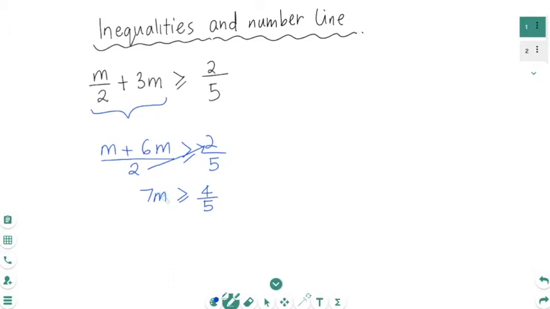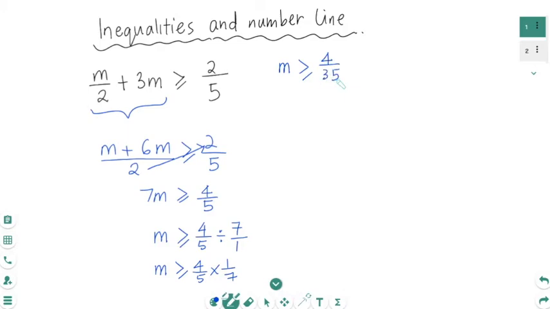As usual, you would divide 7 over to the right side because you want to get the value of m. So therefore you have 4 over 5 divided by 7. 7 is actually 7 over 1, I'm just making it obvious for some students who need this. So m is more than or equal to 4 over 5 times 1 over 7. Then you have m more than or equal to 4 over 35.